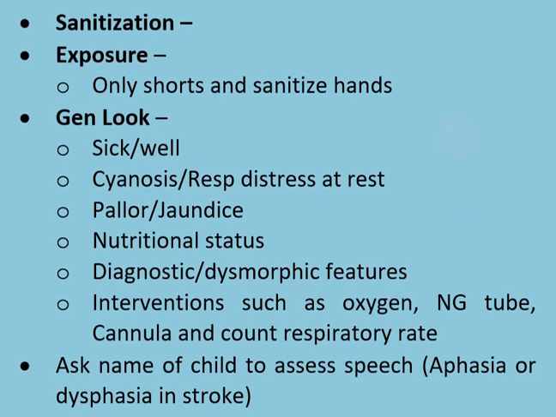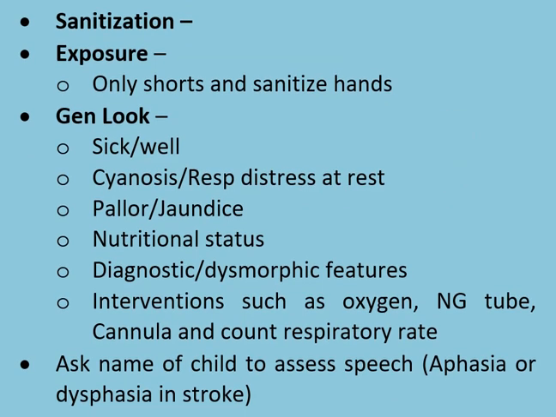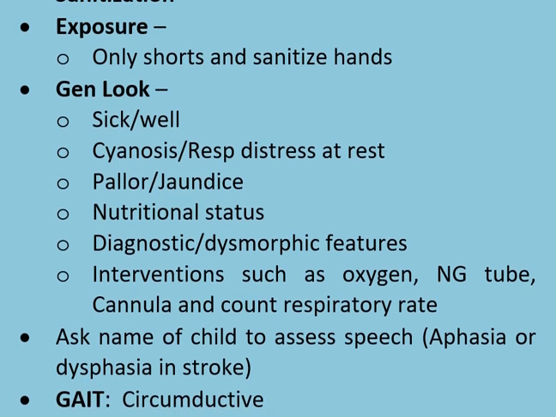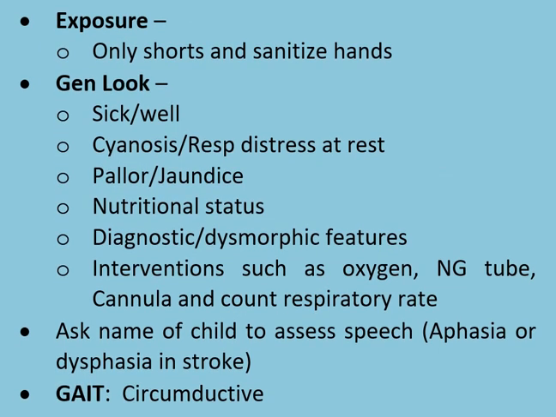Ask the name of the child to assess the speech, which can tell you whether the child is having aphasia or dysphagia in stroke. Then check the gait of the child. In case of hemiplegia, the gait will be circumductive.